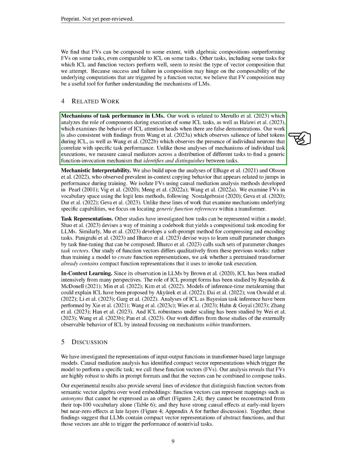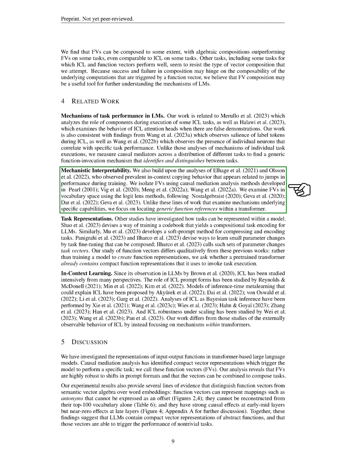Our work is related to other studies that analyze the role of components during the execution of some ICL tasks, as well as those that examine the behavior of ICL attention heads when there are false demonstrations. We also align with findings that observe the importance of label tokens during ICL, and the presence of individual neurons that correlate with specific task performance. Unlike these analyses, we measure causal mediators across a variety of tasks to find a generic function invocation mechanism that identifies and distinguishes between tasks.